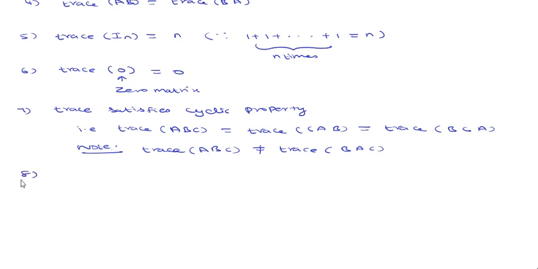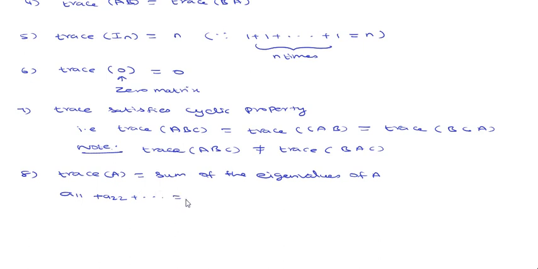Another important property connects the trace of the matrix and the eigenvalues of A. Trace of the matrix A will be equal to the sum of the eigenvalues of A. That is, if A is a matrix of order n by n, then A11 plus A22 plus and so on up to Ann will be equal to the sum of the eigenvalues. Suppose there are n eigenvalues, then lambda 1 plus lambda 2 plus and so on up to lambda n.